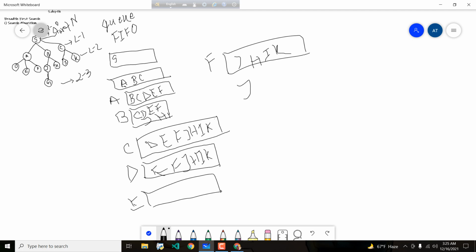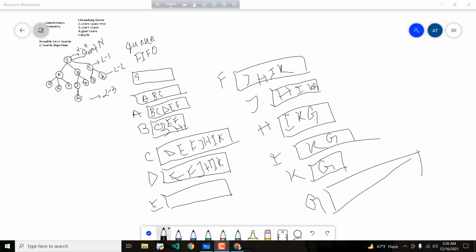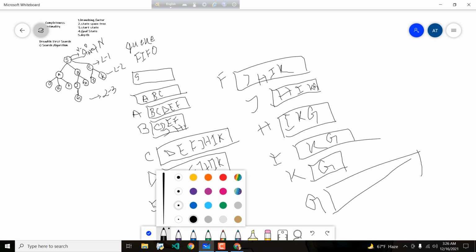So now we will expand J, and we know that J has a child which is G. So here you can see that here is G. Similarly we will expand H, I, K, and we will reach the goal node which is G.